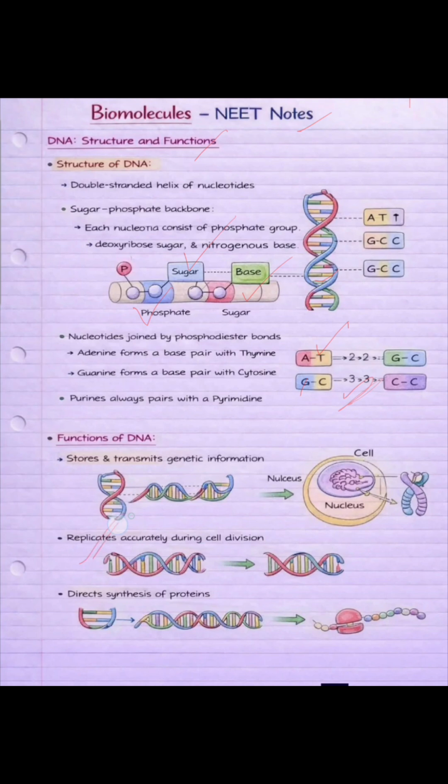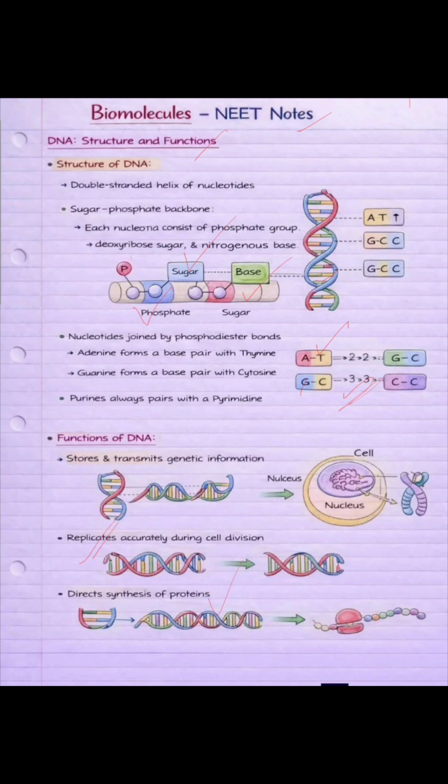Next is DNA replication. During cell division, DNA makes an exact copy of itself through a process called DNA replication. As a result, each daughter cell receives the same genetic information as the parent cell.